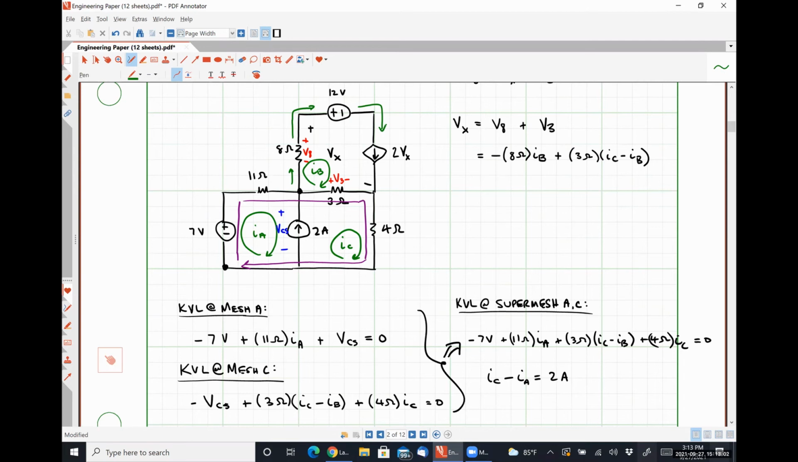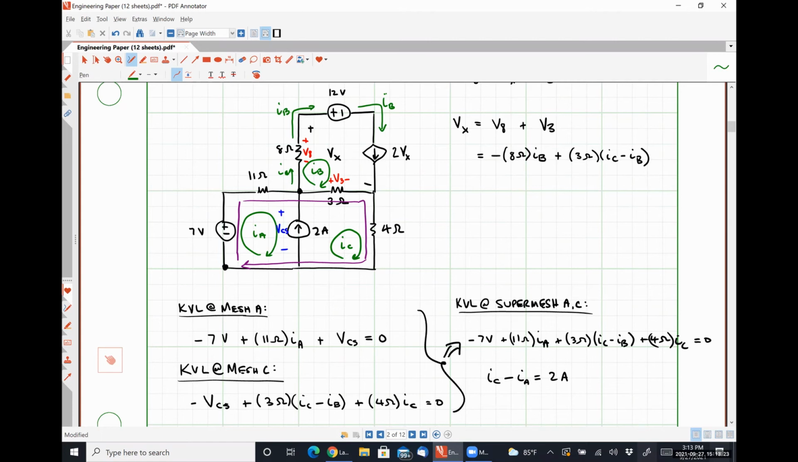So that's why IB, right? This is representative of IB. This guy right here is IB. So IB and 2Vx represent the exact same current. Does that make sense? Okay.